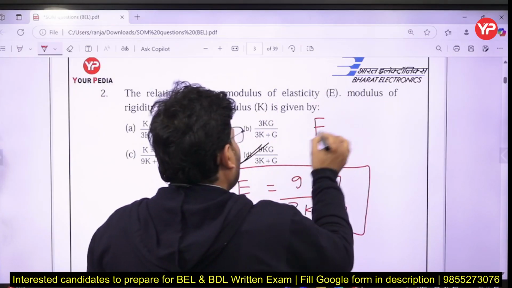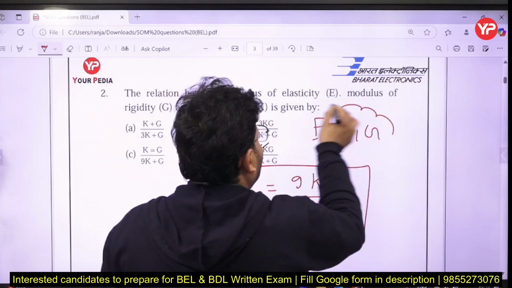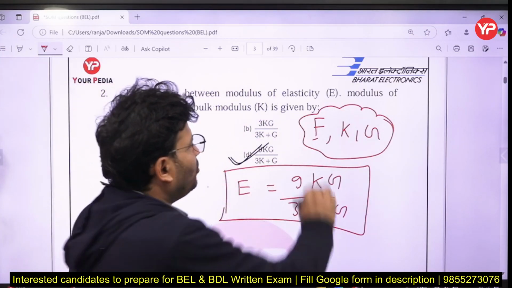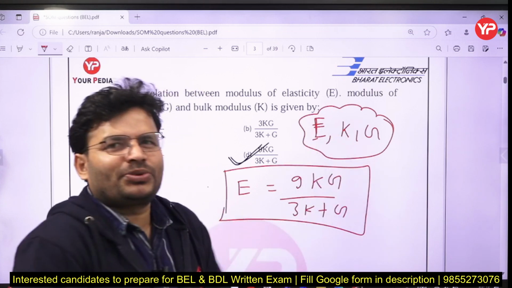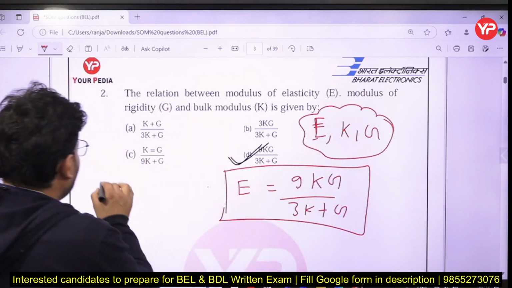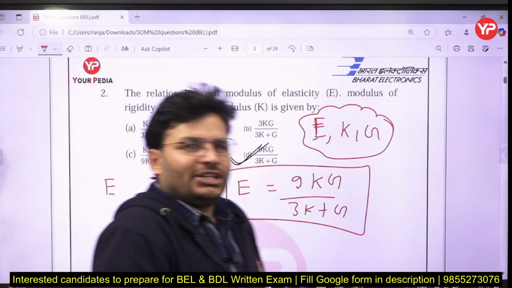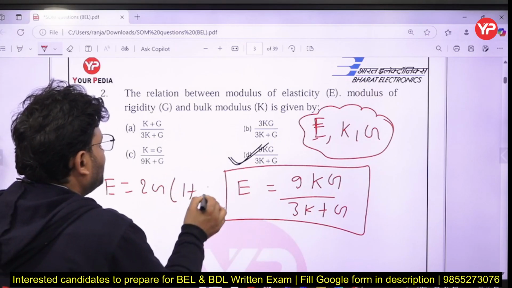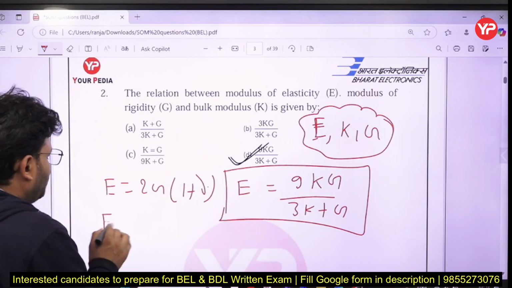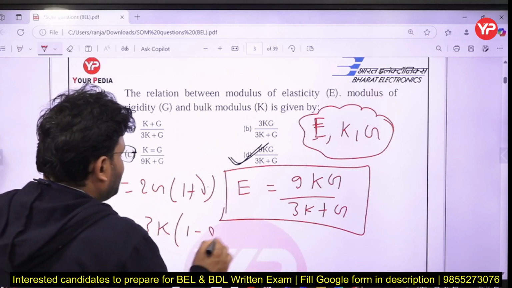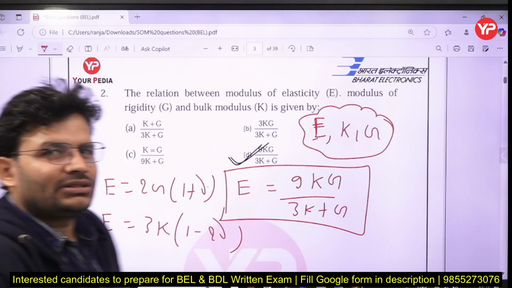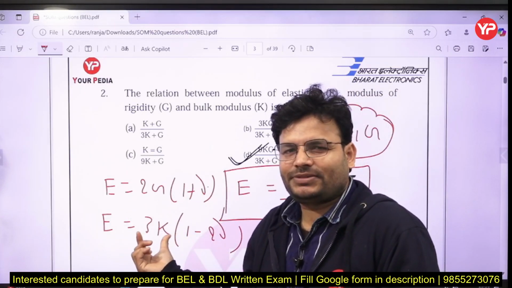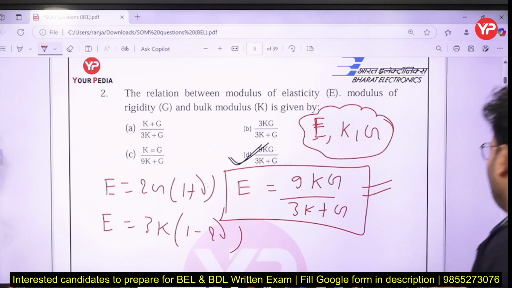Among the relations of E, K, G, there are basically three relations which you have to remember. In every exam we will find at least one formula on that. In every exam one formula is going to be asked. E equals 2G into (1 plus mu), where mu is the Poisson ratio, or E equals 3K into (1 minus 2 mu). So try to remember all these formulas, because in your BEL exam we can expect at least one formula. So try to remember these three formulas, which are most important.